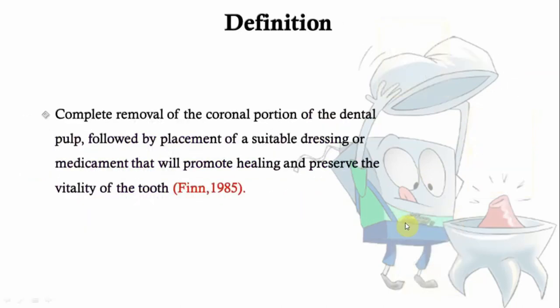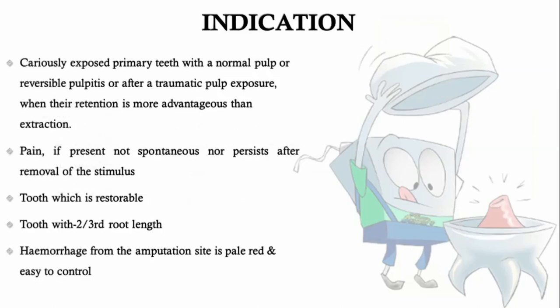Okay, so let's see how it is defined. It is defined as a complete removal of the coronal portion of the dental pulp followed by placement of a suitable dressing or medicament that will promote healing and preserve the vitality of the tooth. The objective of this procedure is to maintain the tooth and preserve its vitality.